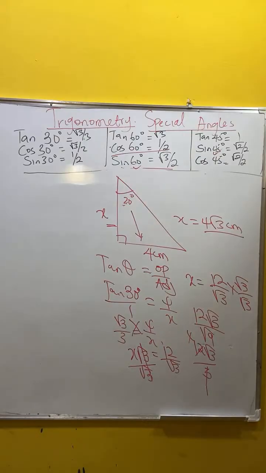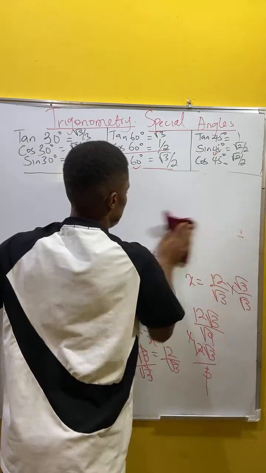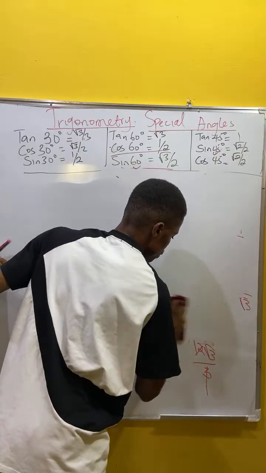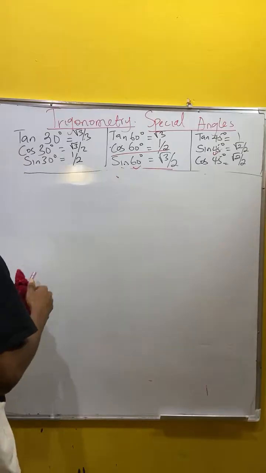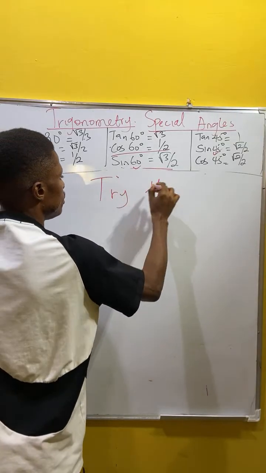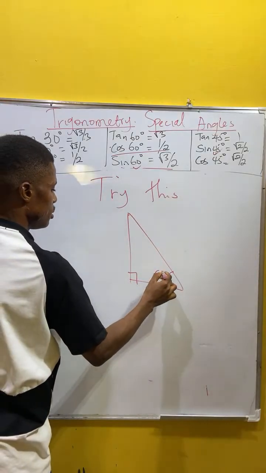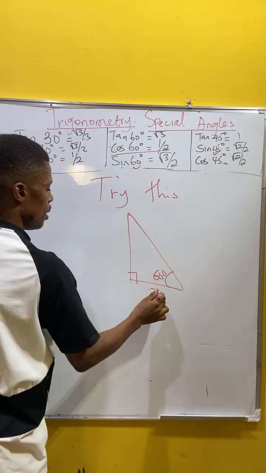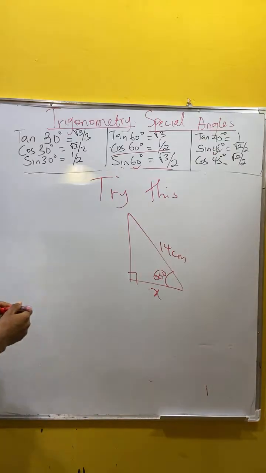Okay, let me give you guys the ones to do. Let's know who is going to get it right. I want you to try this. This is a triangle. Here is 60 degrees, here is x, and here is 14 cm. Try this. Find the missing side. Let me know the answer in the comment section.